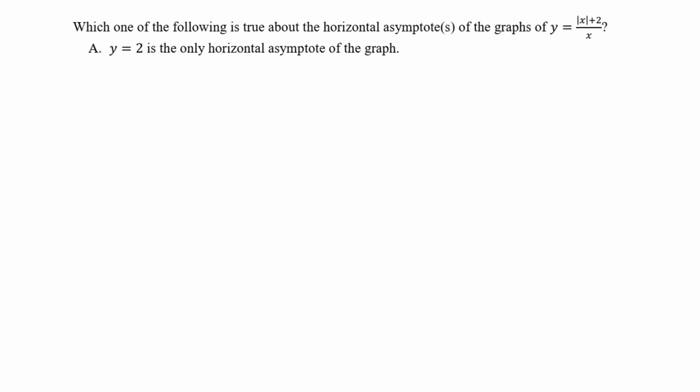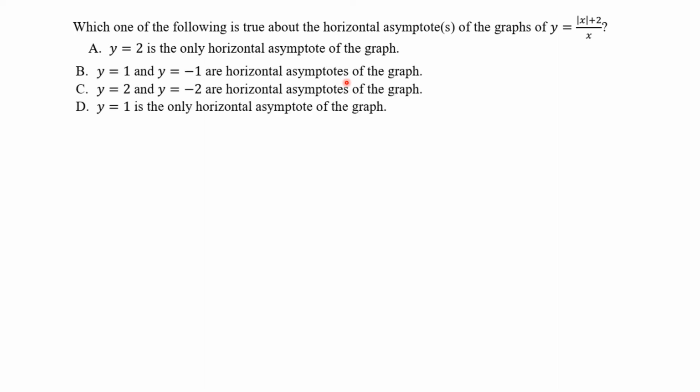When it comes to the second question, which one of the following is true about horizontal asymptotes of the graph of y equals absolute value of x plus 2 over x? Option A: y equals 0 is the only horizontal asymptote of the graph. Option B: y equals 1 and y equals -1 are horizontal asymptotes of the graph. Let's look at them one by one.